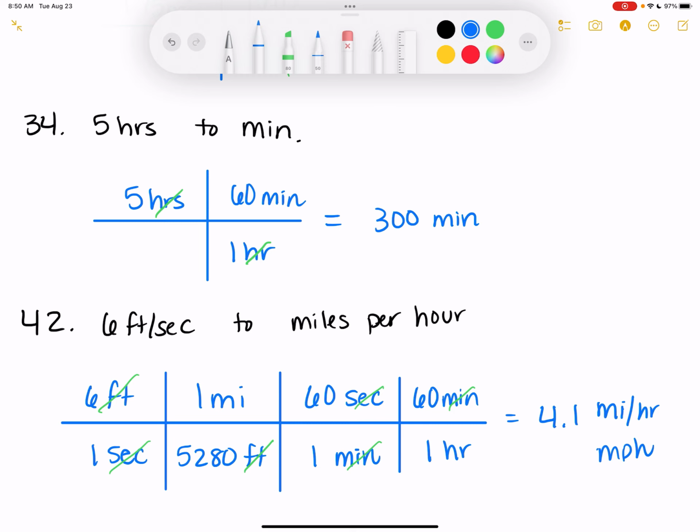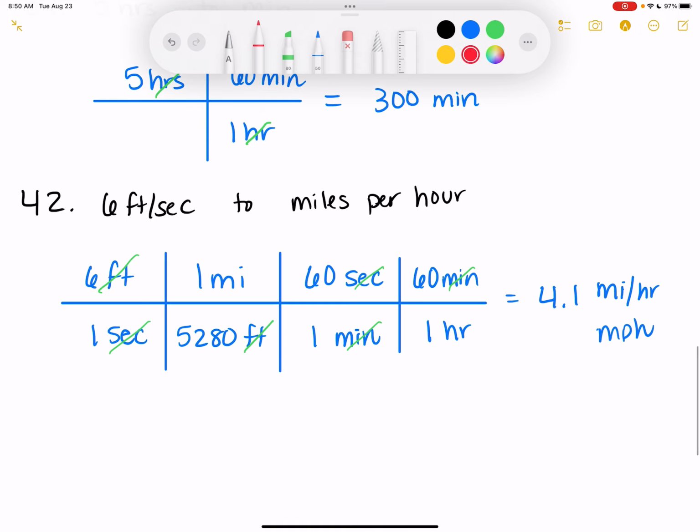Seems kind of slow. Any questions about those? You okay with conversions? Sweet.